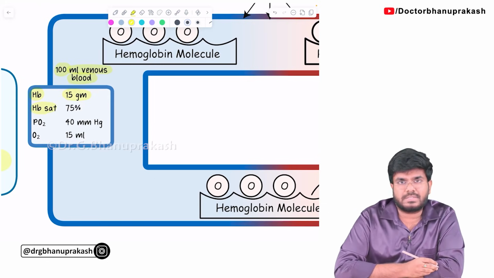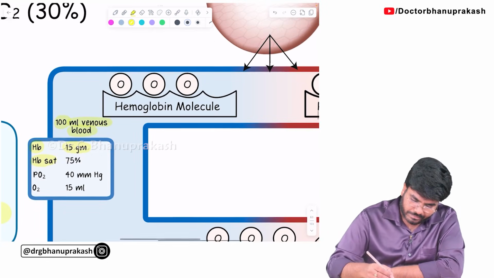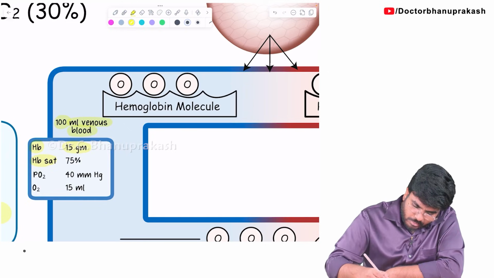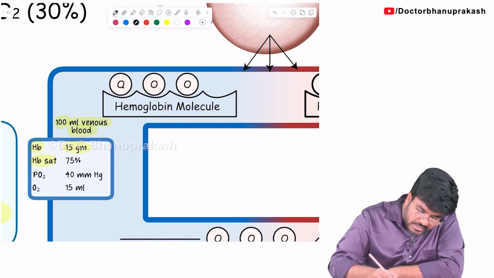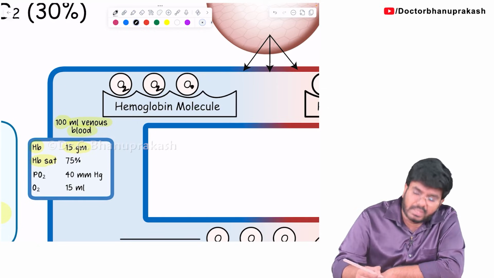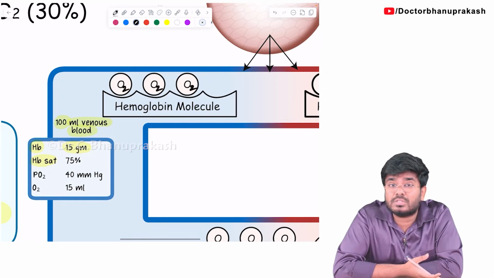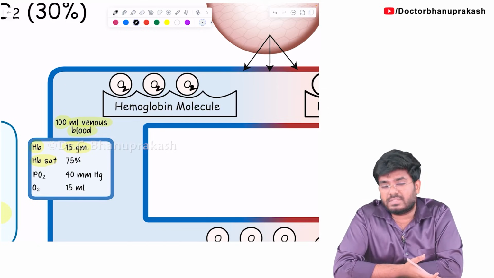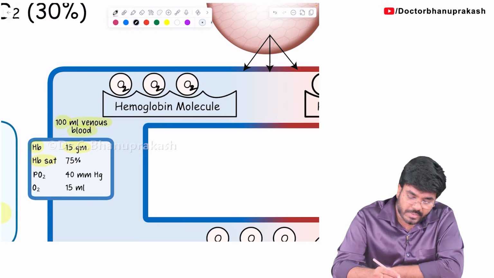Hemoglobin saturation is different. See, here it is venous blood, right? So, this hemoglobin molecule, this one guy, how many molecules of oxygen is he carrying? He is carrying only 3 molecules of oxygen. It's venous blood, no? So, definitely less oxygen is there. Not 4 molecules of oxygen, only 3 molecules of oxygen are sitting.